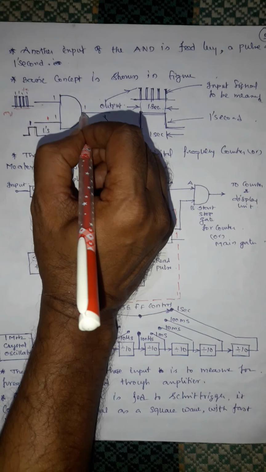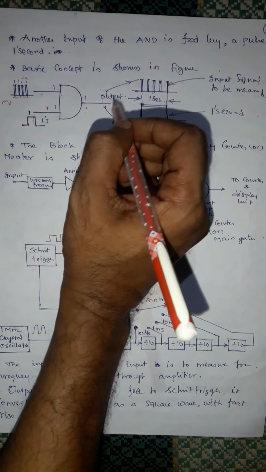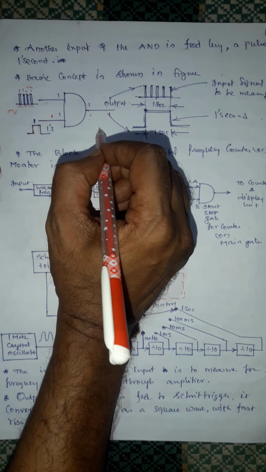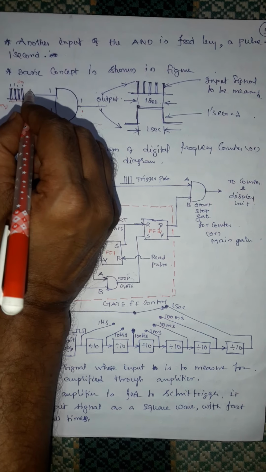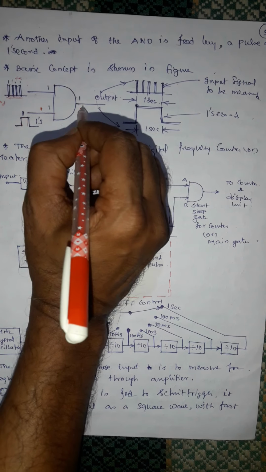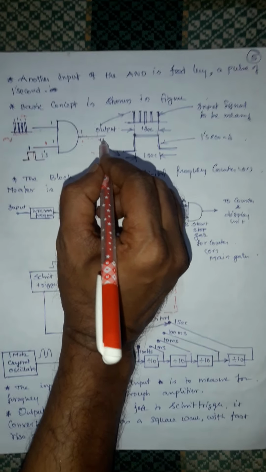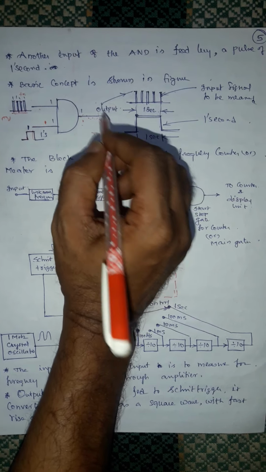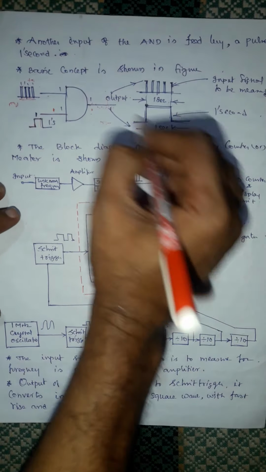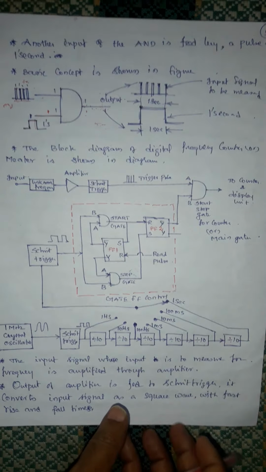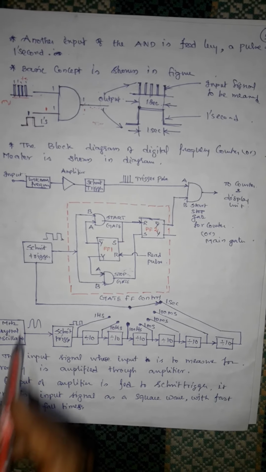This number of 50 pulses will be counted by a digital counter, so we can count that frequency as 50 cycles per second. Suppose we have 100 pulses, then 100 outputs will be there, and these 100 pulses will be counted by the counter. So 100 cycles per second. That is the basic concept behind the frequency counter.